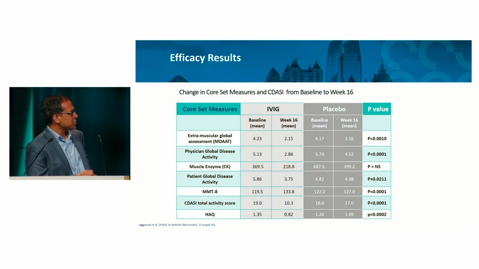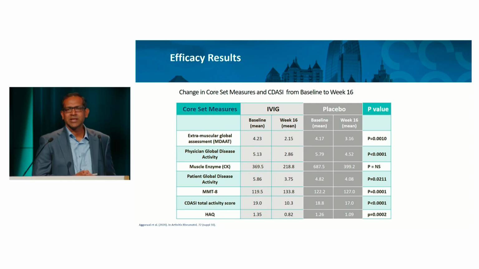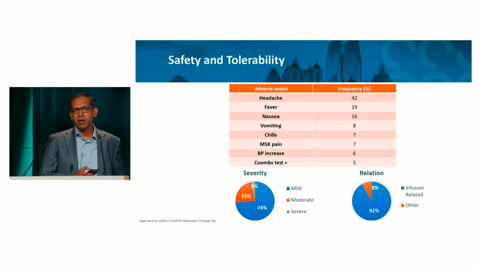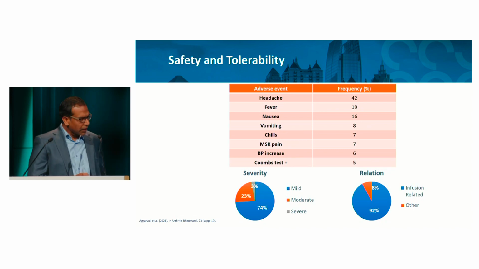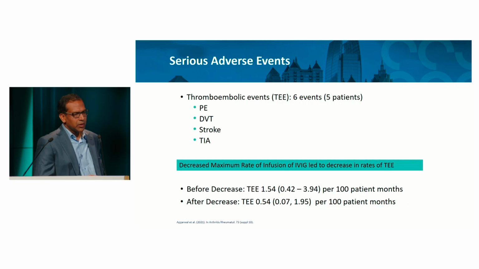Their health assessment questionnaire, their skin disease activity, which is CDASI total activity, their MMT, patient global, physician global, and extramuscular, almost everything improved except for muscle enzyme, which we already know is a poor biomarker for dermatomyositis. Now, going into the adverse events quickly, there were significant adverse events, including headaches, which were very frequent, but most of them were mild and most of them were infusion related.